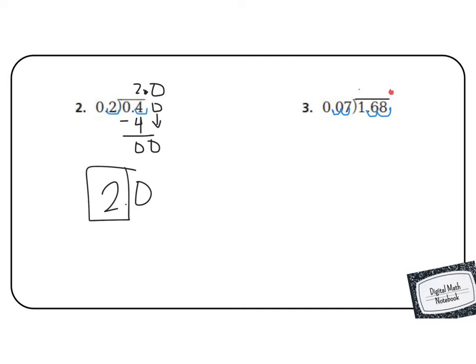7 doesn't go into 1, but it does go into 16. 7 goes into 16 twice, which is 14. Subtract and we're left over with 2. Now we bring down the 8 and we have 28, and 7 goes into 28 4 times, which is 28 evenly, no remainder. So we could call this 24 or 24.0. Our decimal is there, it's just all the way at the back. Make sure that you pause and type these into your digital math notebook now.